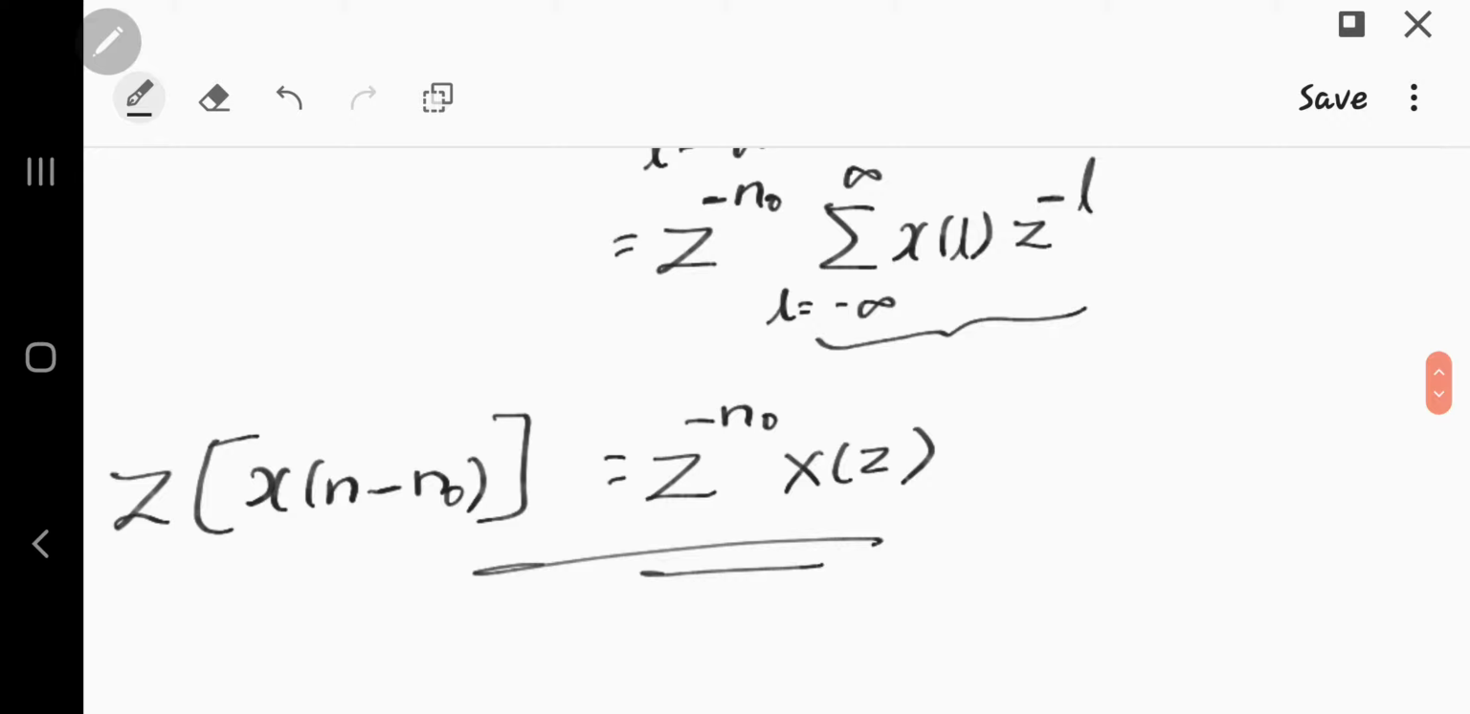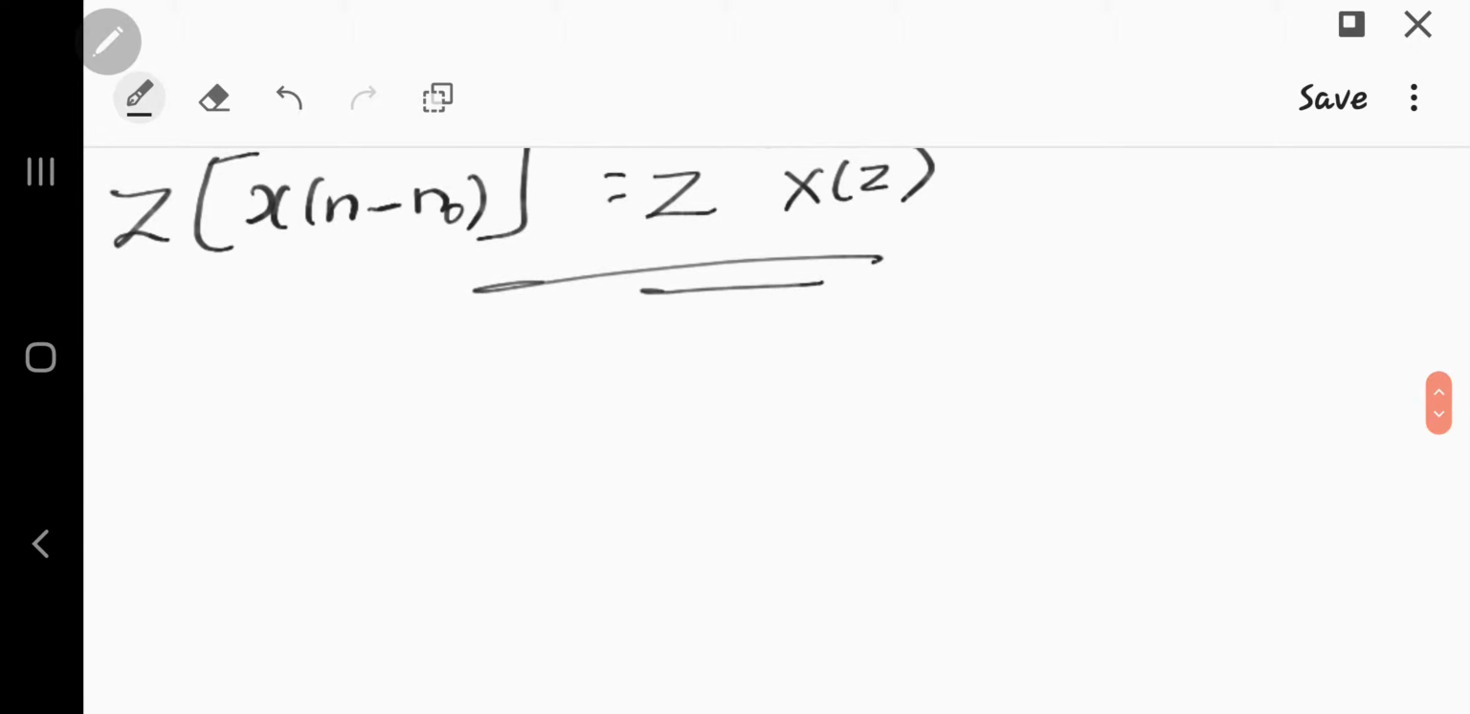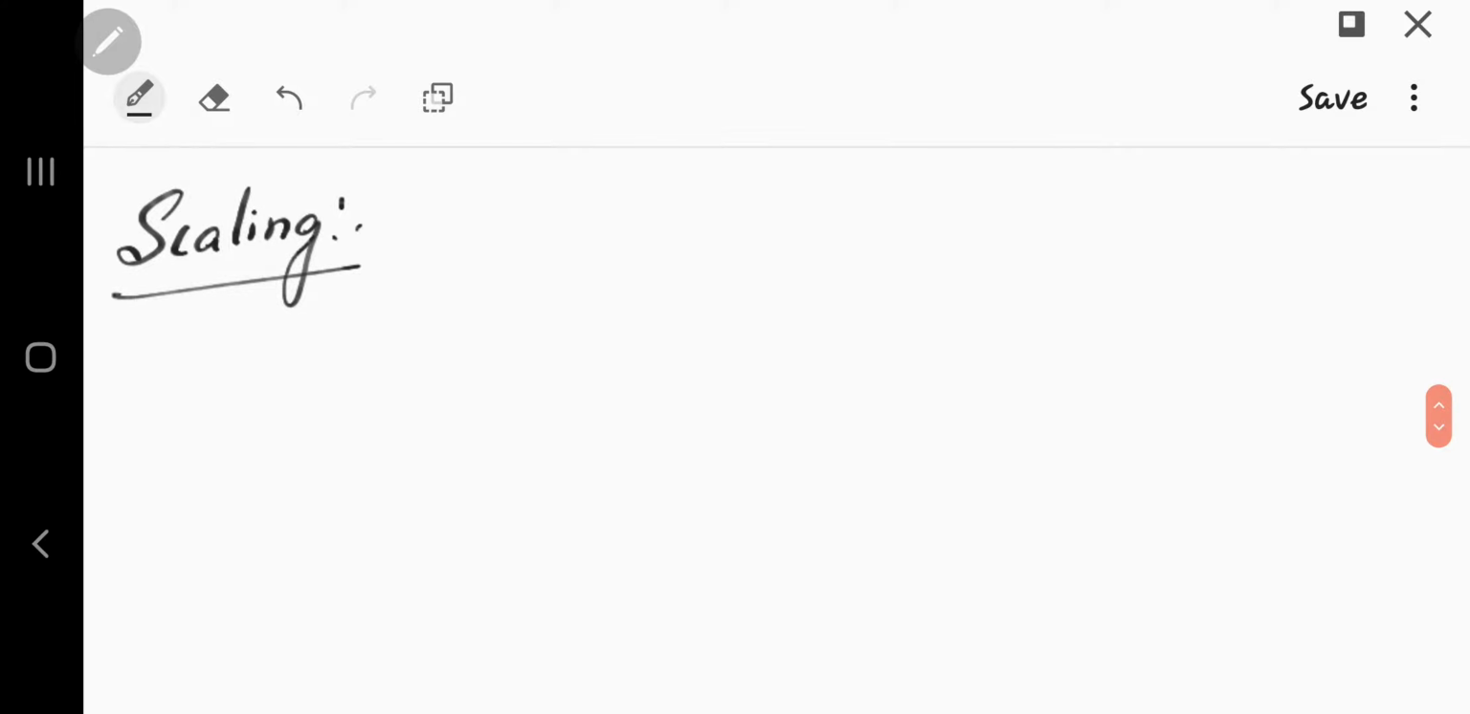So this is the proof for time shifting property. Moving to the next one, scaling, or nothing but time scaling.